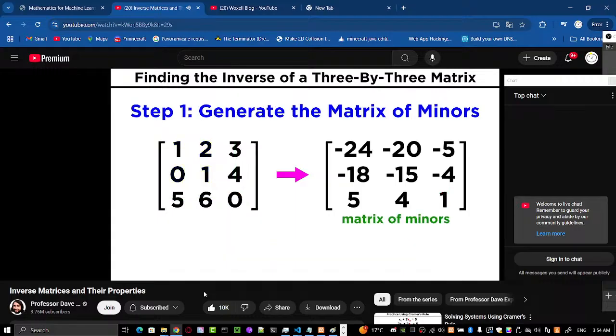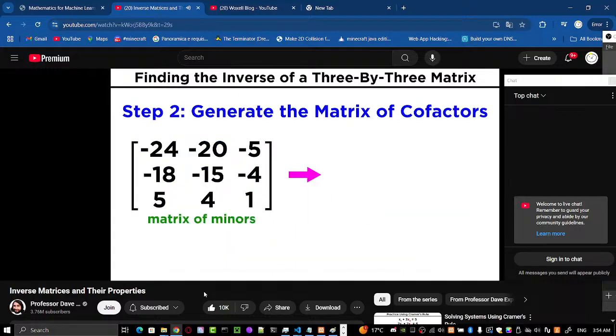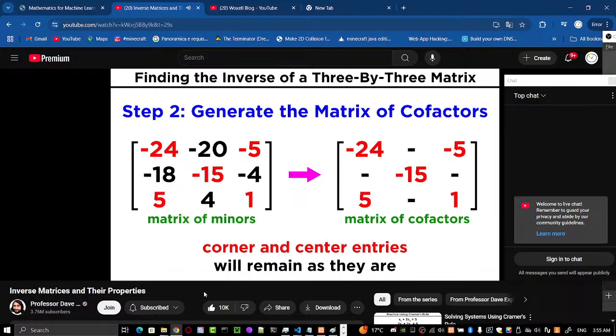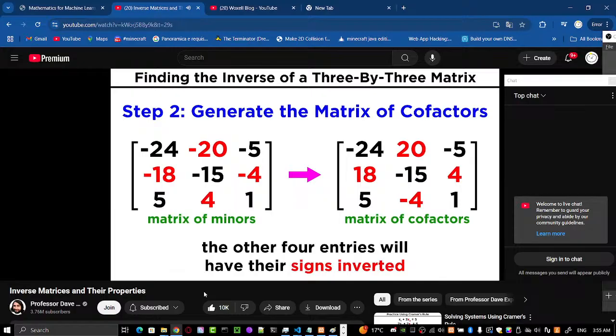Unfortunately, that was just step 1. Now for step 2, we use our matrix of minors to generate a matrix of cofactors. This isn't too hard. We just have to apply a checkerboard of plus and minuses to get the right sign on each term. The corner entries and the central entry will remain as they are, and the other 4 entries will have their signs inverted.